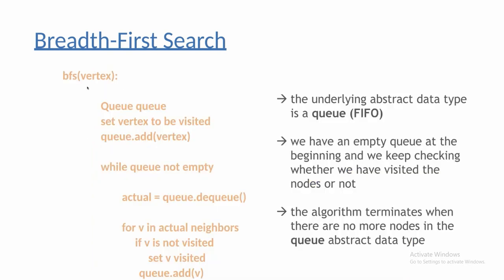Okay, so let's take a look at the source code. We are going to implement something like this. We have to define a starting vertex. We have to use a queue abstract data type. First, we have to set the starting vertex to be visited. Of course, we have to add the starting vertex to the queue. And while the queue is not empty, we take the first item we have inserted. This is why we use a queue abstract data type with the first in, first out structure. So we get the first item we have inserted. We visit every single neighbor, and if we haven't visited that given vertex, then we set it to be visited and we add that vertex to the queue. And of course, the algorithm terminates when there are no more vertices in the queue abstract data type.